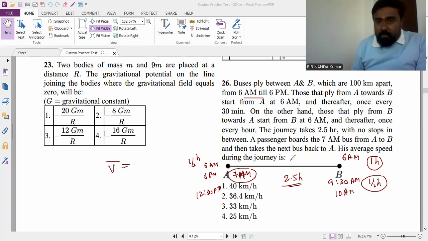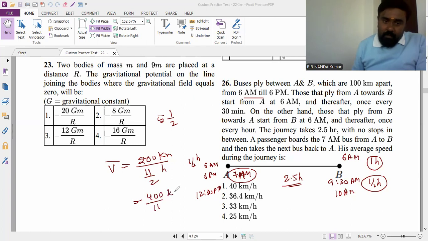So A to B is 100, B to A is 100, 100 plus 100 is 200 kilometers, divided by time 2.5 plus 2.5 plus 0.5, which is 5.5 hours. 5.5 is 11 by 2 hours. So this is 400 divided by 11 kilometers per hour. So 11 3s are 33, and the result is 36 kilometers per hour. The right answer is second option. Second option is the right answer.